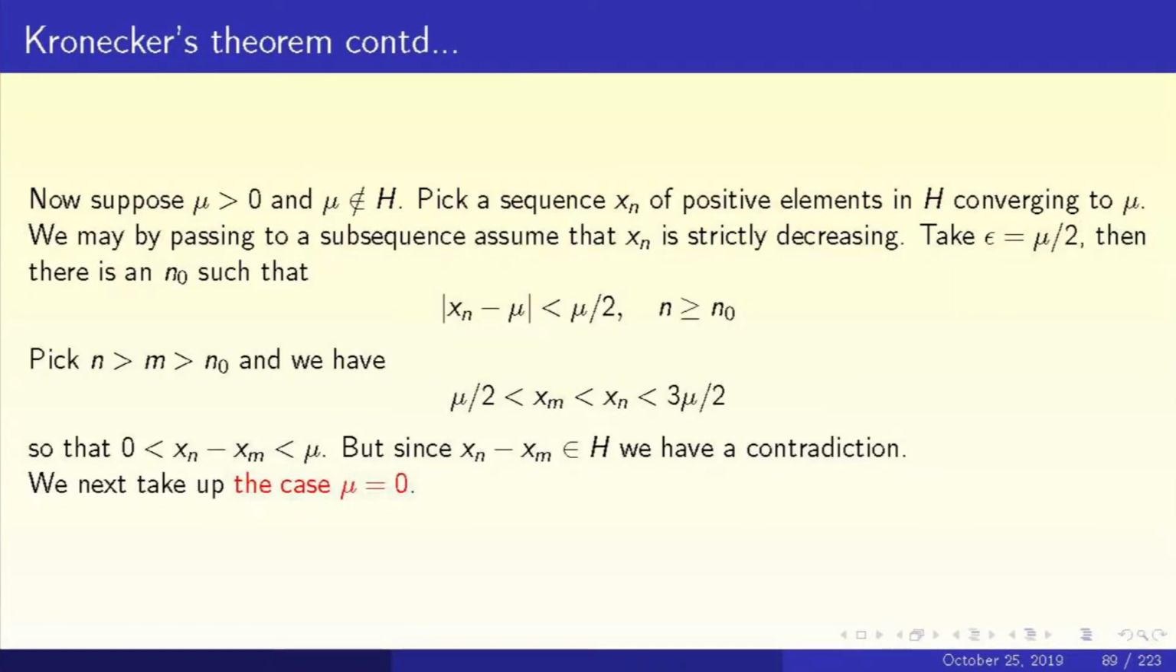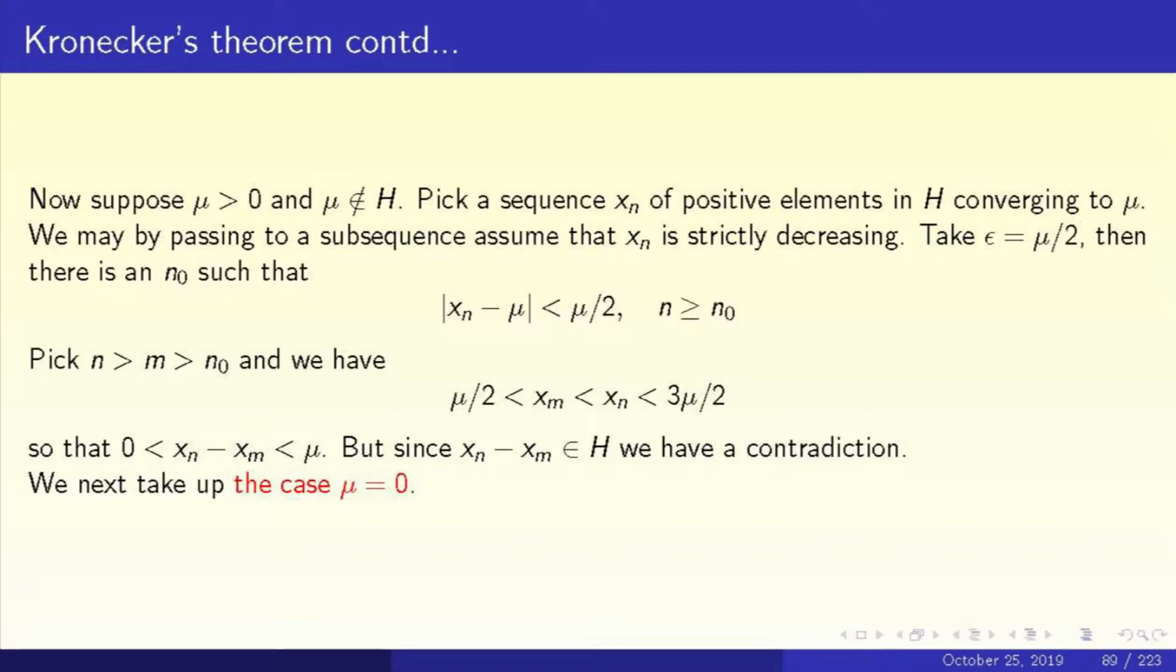So take epsilon equal to mu by 2. Then there is an integer n naught such that the absolute value of Xn minus mu is less than mu by 2 for all n greater than or equal to n naught. That's the definition of convergence. Okay, so now let us take n bigger than m bigger than n naught. Then what do we have? Then these numbers xn and xm are between mu by 2 and 3 mu by 2. And we have xm less than xn because we are looking at a strictly monotone subsequence.